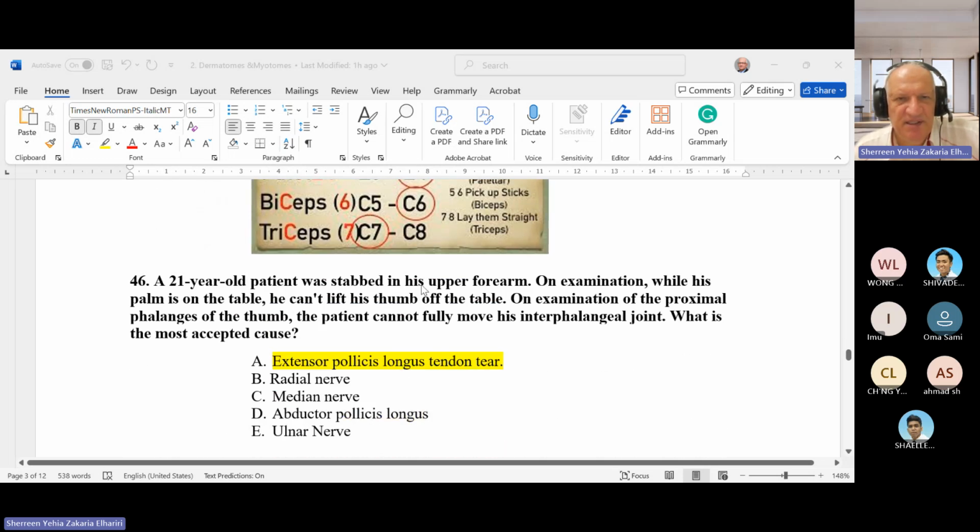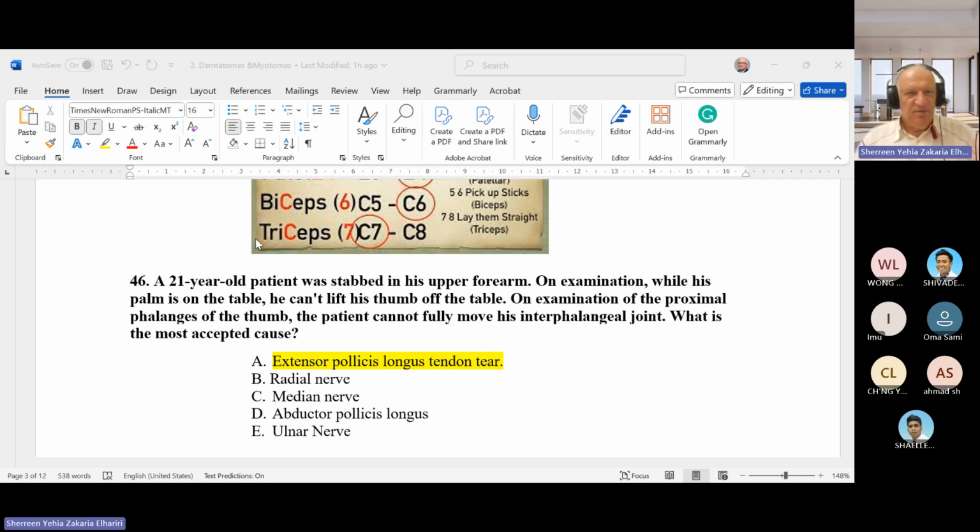A 21-year-old patient was stabbed in his upper forearm. On examination, with his palm on the table, he can't lift the thumb off the table. This is a tricky question. He means that this patient, suppose this is the table, has the palm on the table and is unable to elevate the thumb. This movement is not flexion, it is extension, because it is up like this.